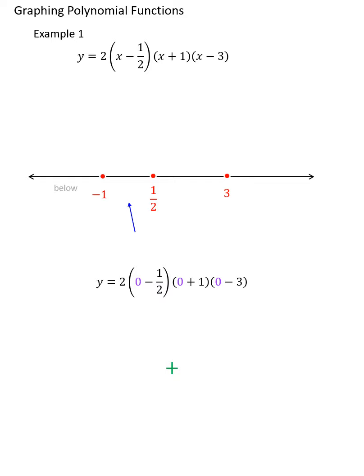So what does this show? It shows when x is 0, y is some positive number. But therefore, I can conclude that the graph is above the axis everywhere in that interval from negative 1 to a half, because if it's above when x is 0, it must be above everywhere in that interval. Why? Because it can't cross over the axis anywhere else. I've already found all the x-intercepts, and I know there aren't any more.